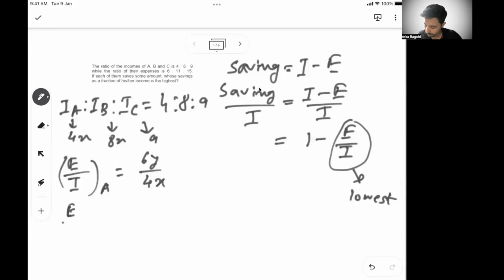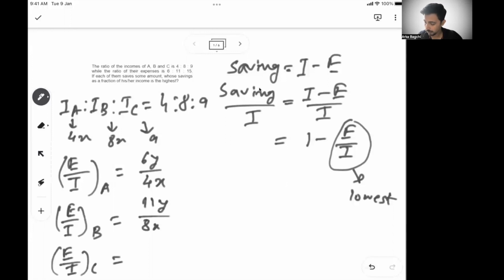Similarly, expense by income for B will be 11y by 8x. Expense by income for C has to be 15y by 9x. So again, we just took everyone's expense value that is given and divided by the income value that is given. If you see this, y by x is common in all the cases.